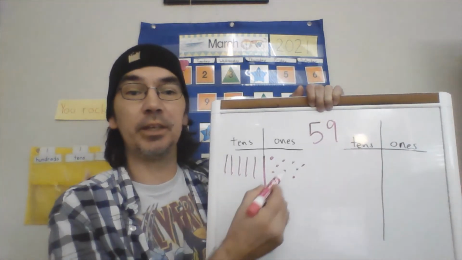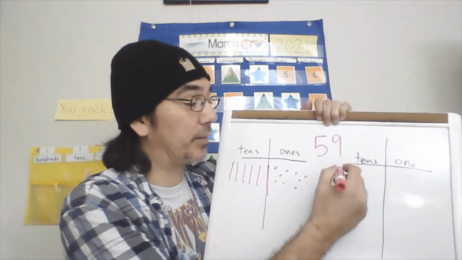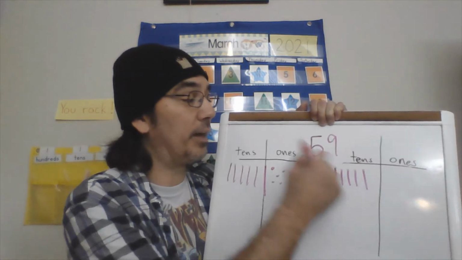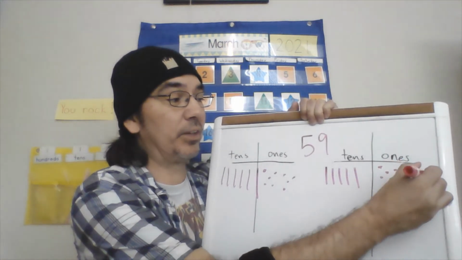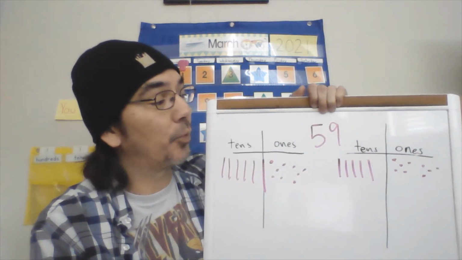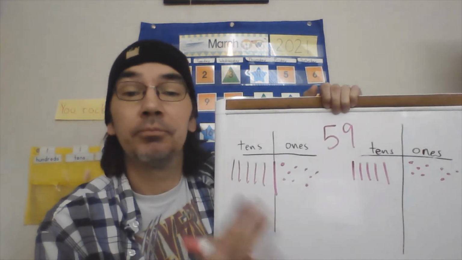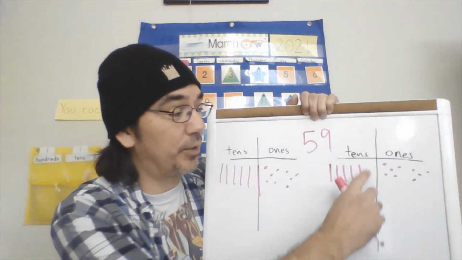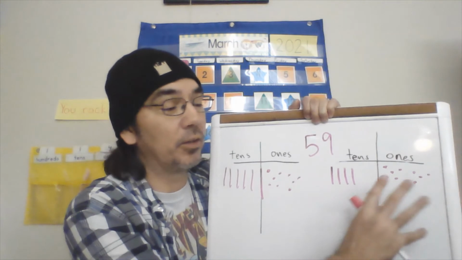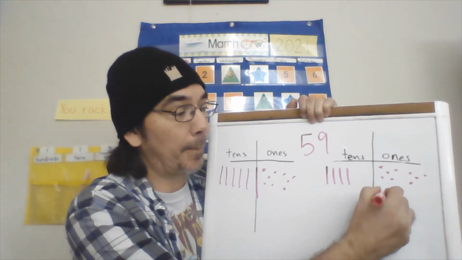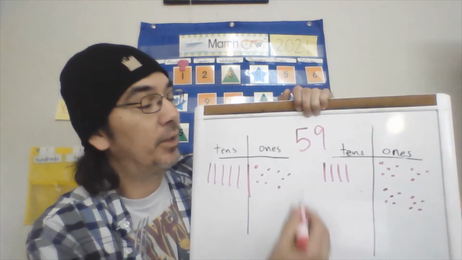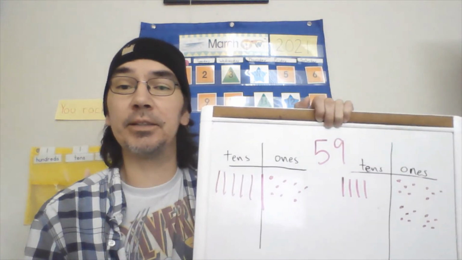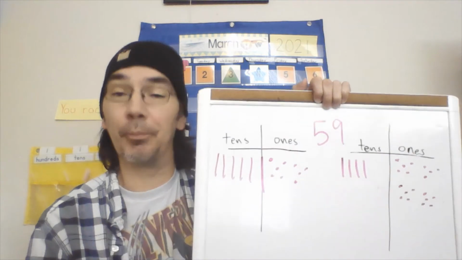There it is. 59. Draw the same thing on this side. 1, 2, 3, 4, 5 for 50, and 1, 2, 3, 4, 5, 6, 7, 8, 9 for 59. Now, to show it a different way, take one of your 10 sticks, break it up, take all 10 of those and put them on this side. 1, 2, 3, 4, 5, 6, 7, 8, 9, 10. This is equal to 59. So is this. So we're showing 2 ways to draw the same number, right?